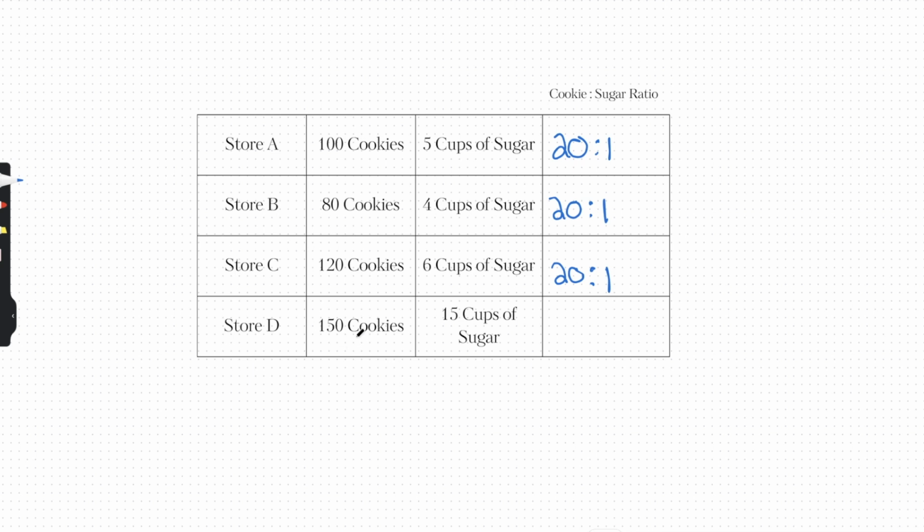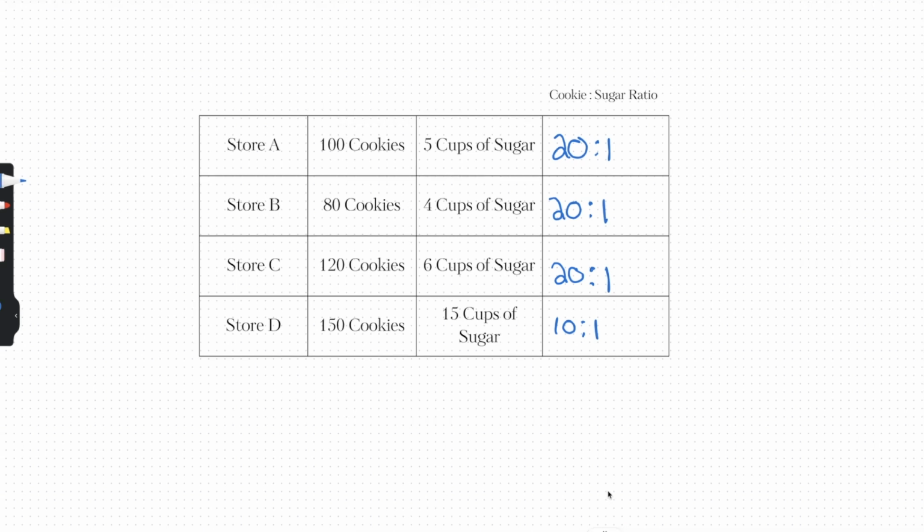And then finally, if I do 150 cookies divided by 15, well, that's different, right? 15 goes into 150 10 times. So the ratio is for every 10 cookies, you need 1 cup of sugar. So if you notice, these first 3 all have the same ratio of cookies to sugar, and this last one over here is different. So obviously store D has the mistake.